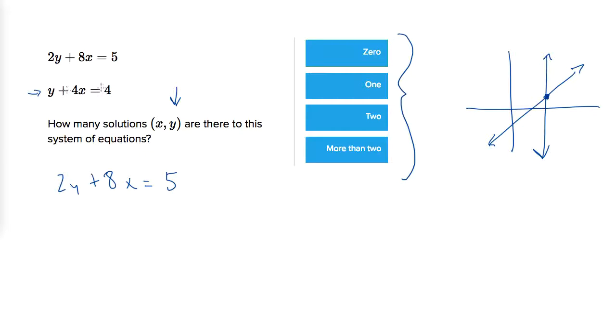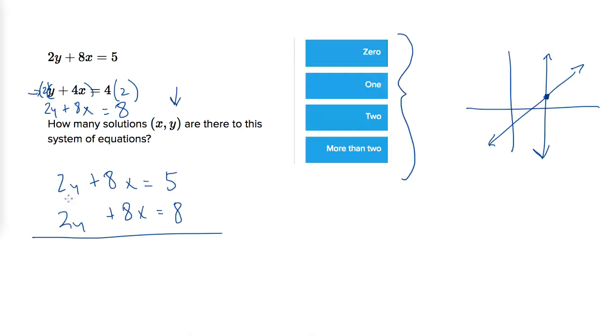Well, if we multiply both sides of this equation by 2, then we actually get 2y plus 8x equals 8. So now we have 2y plus 8x equals 8. And when we eliminate, we can subtract one equation. We can subtract each side of the second equation from the first.